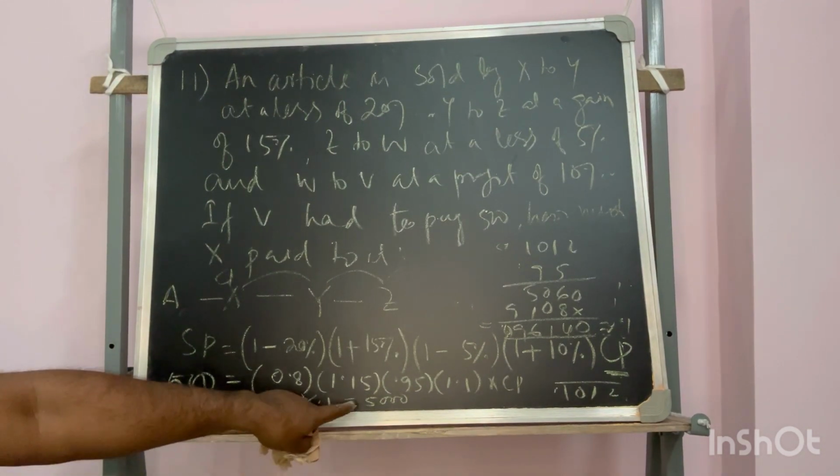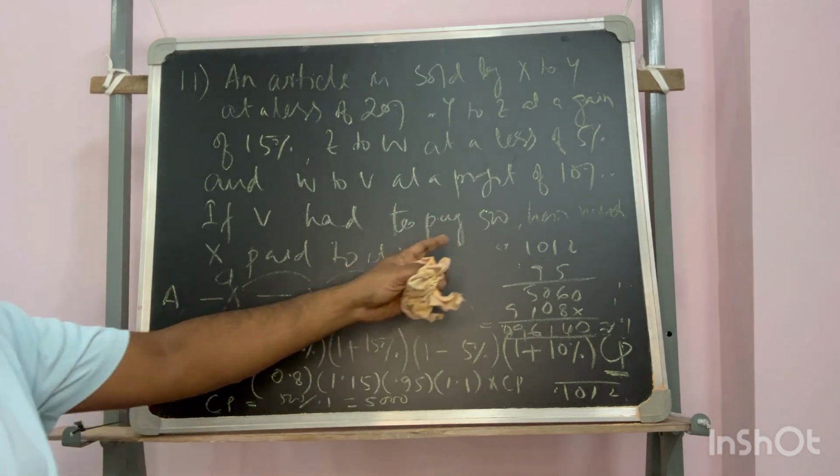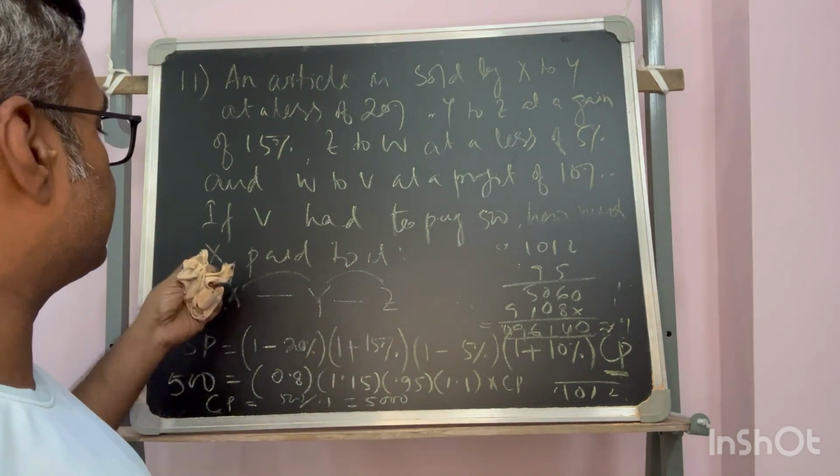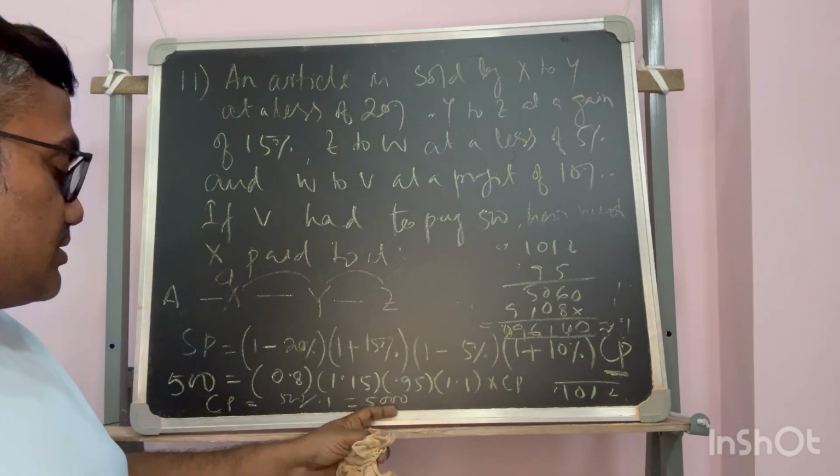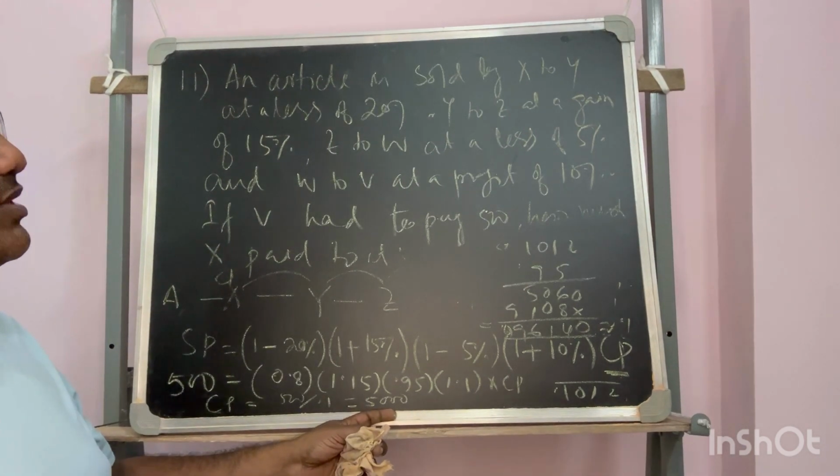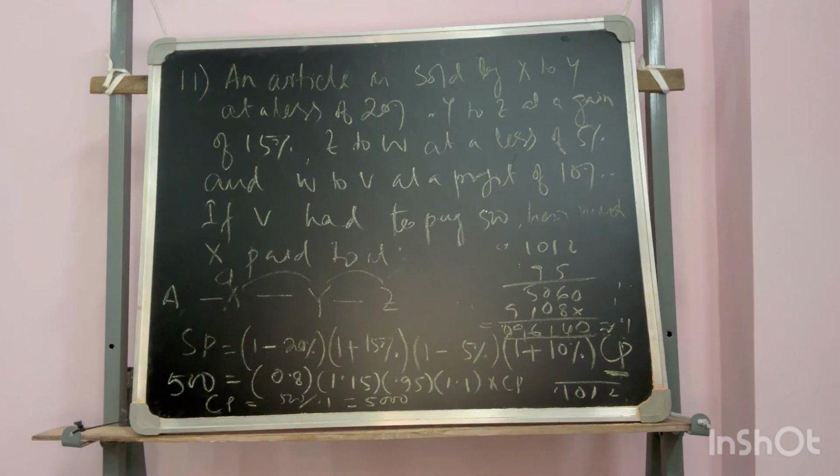500 upon 0.1, that is equal to 5,000. So X has paid 5,000 rupees for this. Okay, so this will be the answer.